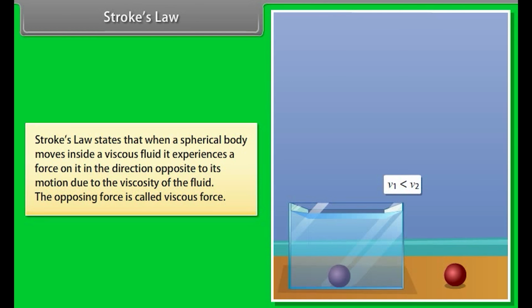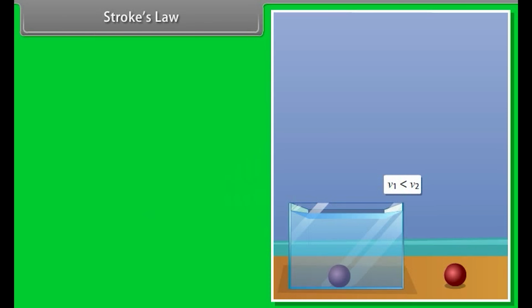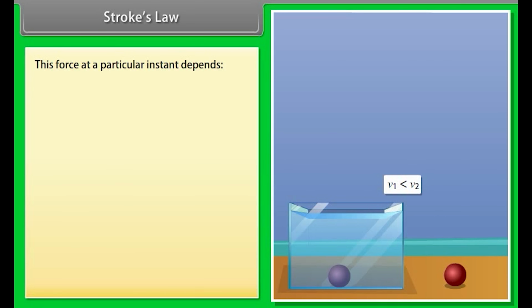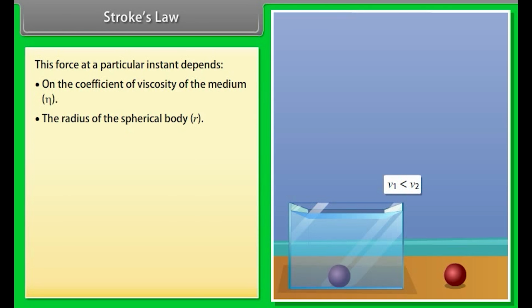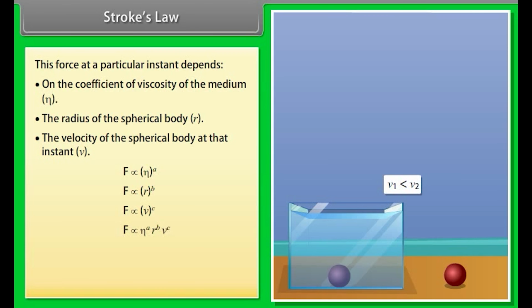The opposing force is called viscous force. This force at a particular instant depends on the coefficient of viscosity of the medium, the radius of the spherical body, and the velocity of the spherical body at that instant. Force is directly proportional to eta, radius and velocity. On summarizing all the above equations, we get the result: F is equal to 6 pi into eta into r into v.